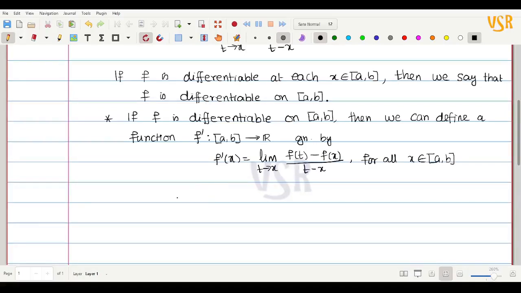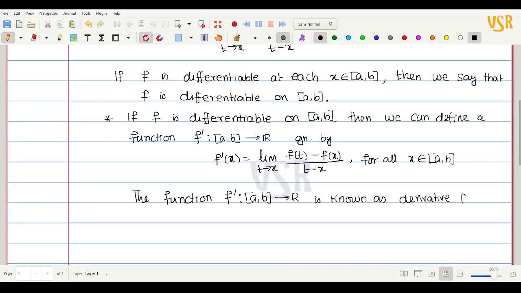Then we say that this function f dash, from the closed interval [a, b] to R, is known as the derivative function of f. Yes, so this is called the derivative function of f.